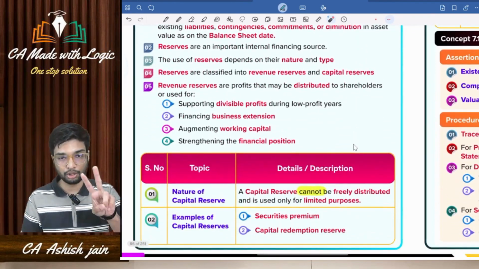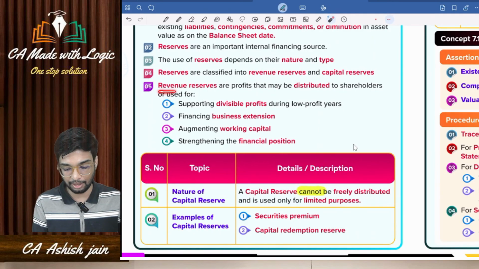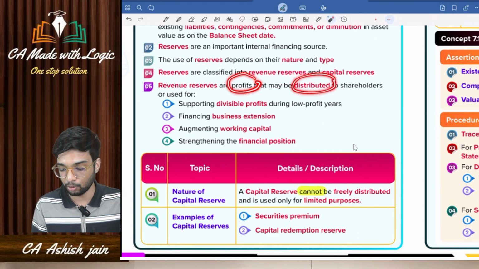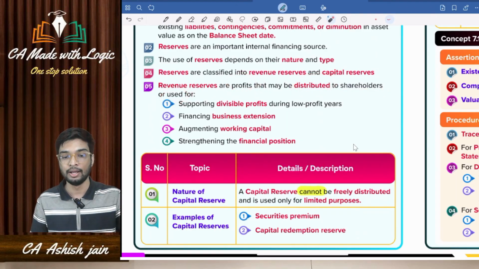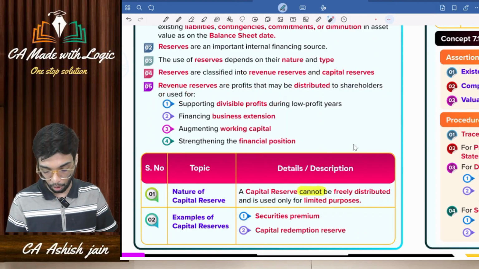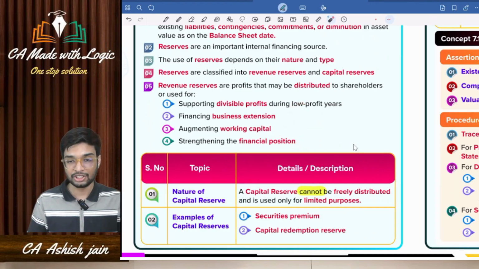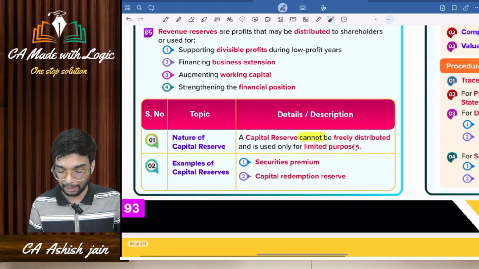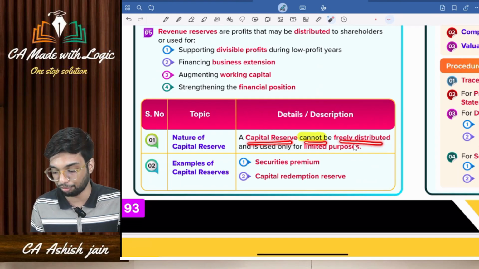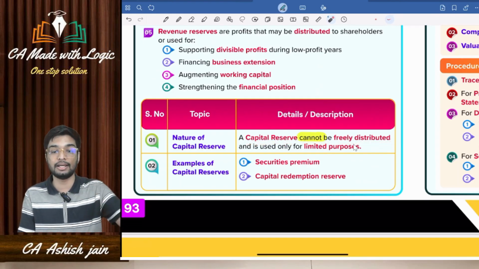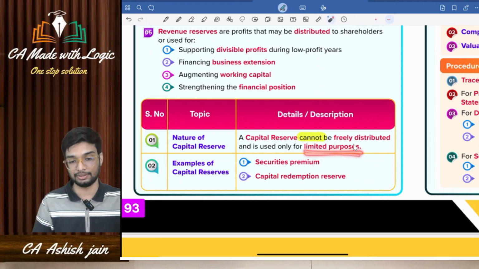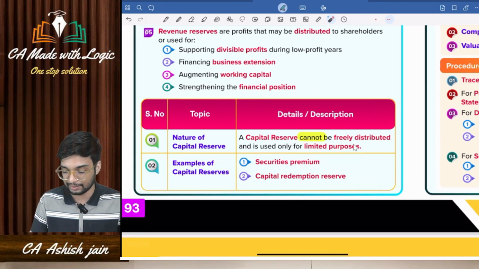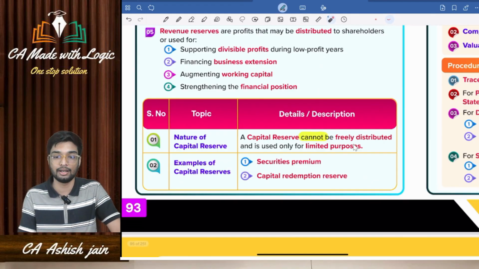Then comes reserves and surplus. There are two types of reserves, I'll say it very briefly. One is revenue reserve, another is capital reserve. Revenue reserve talks about profits which can be distributed to the shareholders, or used for divisible profit, business expansion, working capital, or strengthening the financial position. For these purposes, revenue reserves can be utilized. What is meant by capital reserve? Capital reserve cannot be freely distributed, and it has some limited purpose. Examples of capital reserve: one is securities premium, which we have already discussed, and another is CRR, capital redemption reserve.